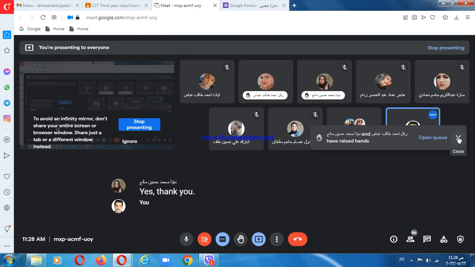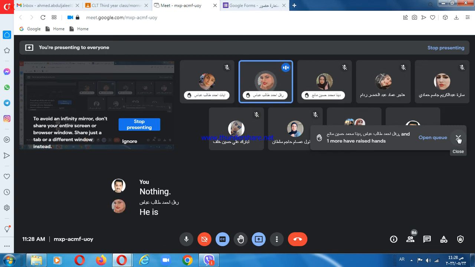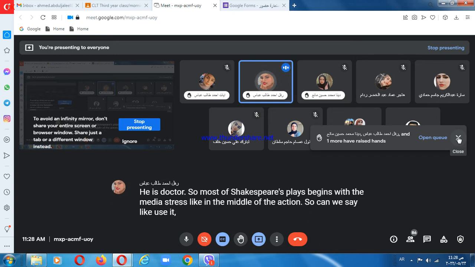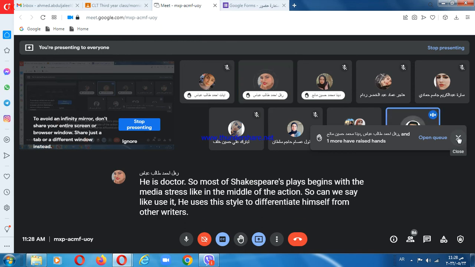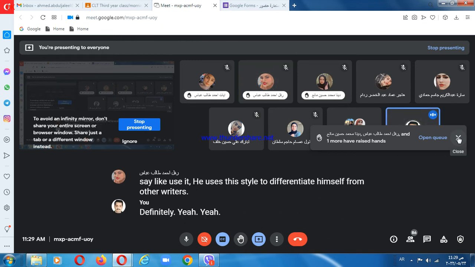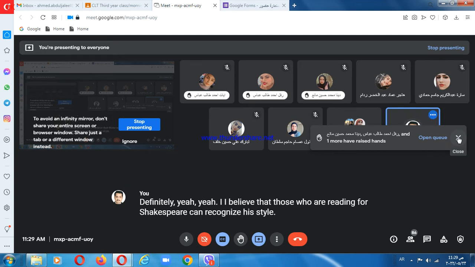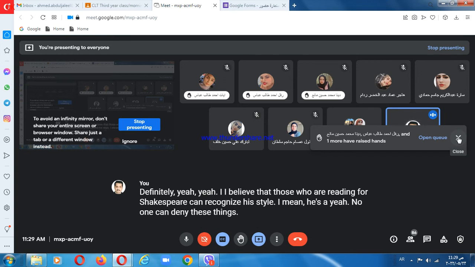Rafal, you have something? Yes, doctor. Most of Shakespeare's plays begin in medias res, in the middle of the action. So can we say he uses this style to differentiate himself from other writers? Definitely, yeah. I believe that those who read Shakespeare can recognize his style easily. No one can deny these things. I agree with you on this point.